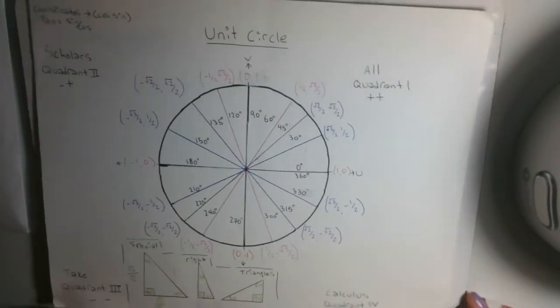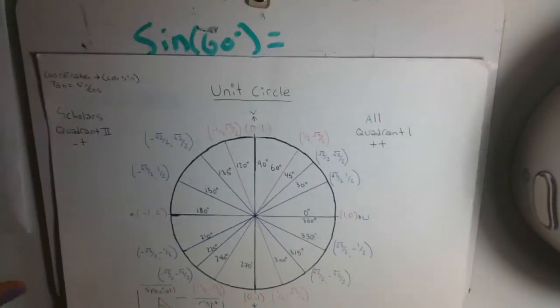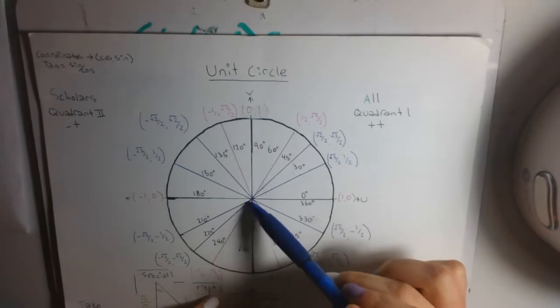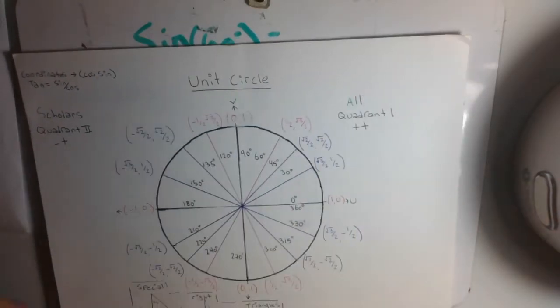Based off of that, we can start solving some trig ratios. We can solve these trig ratios. So first, we pull out our unit circle to look at sine of 60 degrees. So we just locate 60 degrees, which is on here. So remember, this is cosine, sine, and we notice that this is √3/2.